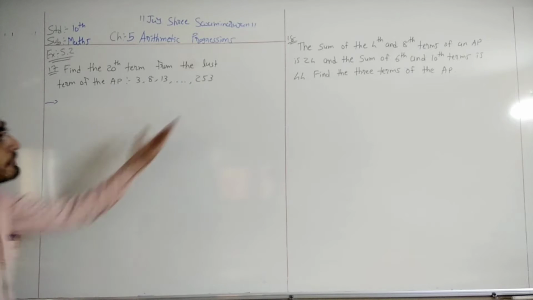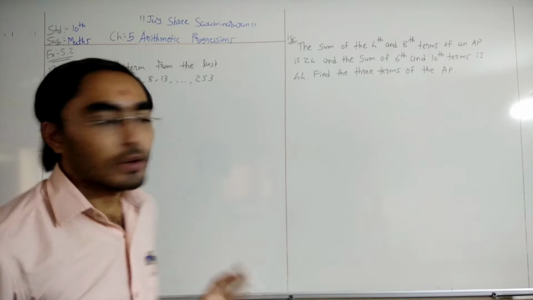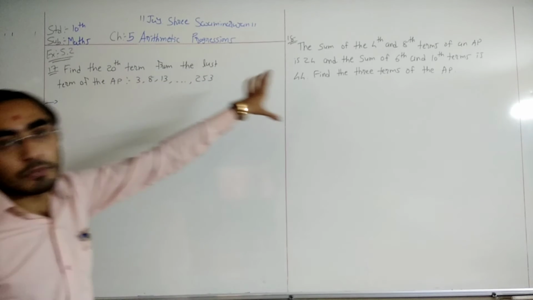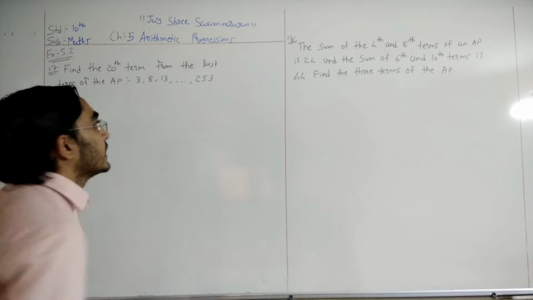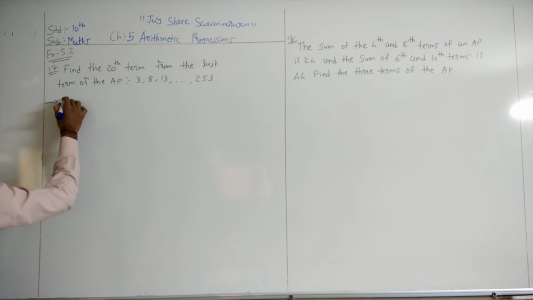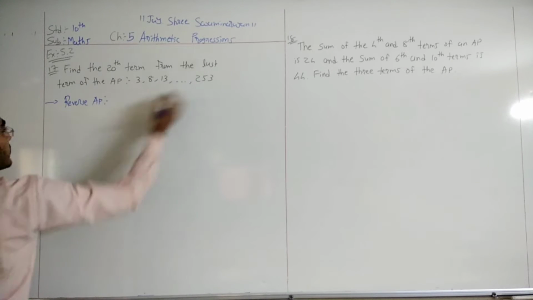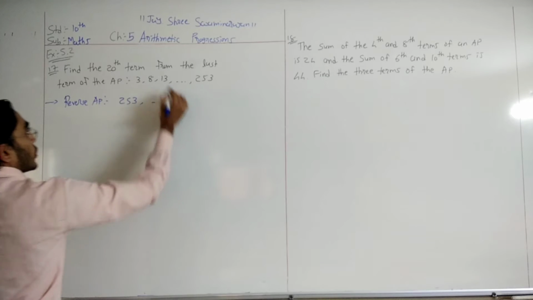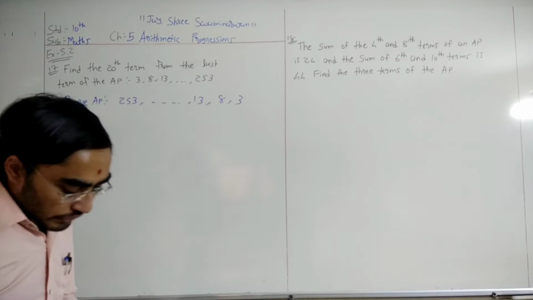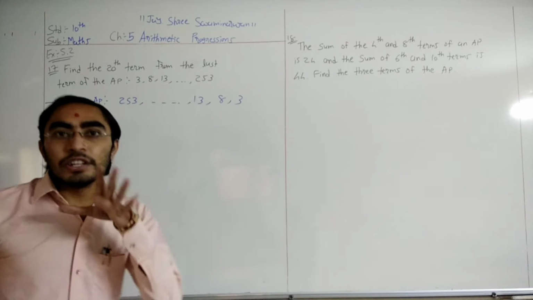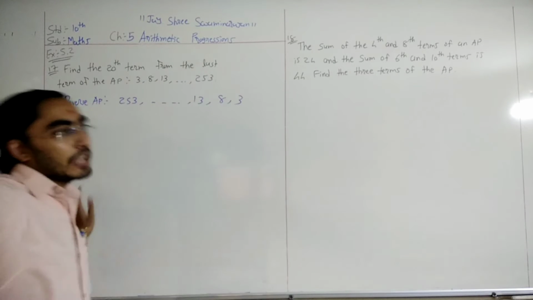Now we need to find the 20th term from the last. So just inverse this AP. For that we just inverse the AP. That means here just write down the reverse AP. So our first term becomes 253. Then here we have 13, 8 and 3. What is asked in the question? Find the 20th term from the last. So what we do here? We just inverse the AP.